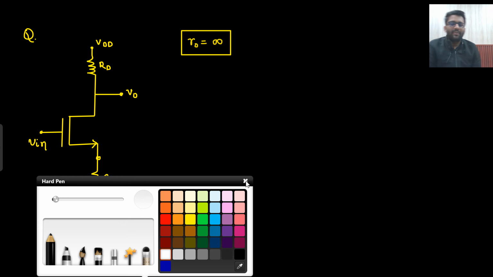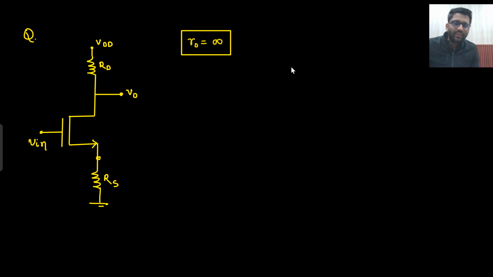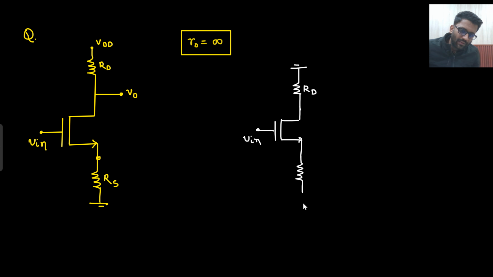So what will be the first step? R0 is infinity. That means it will not come into action. VDD will be gone. This will be your RD. Here this will be V in. This will be your Rs and this is your V0, right?